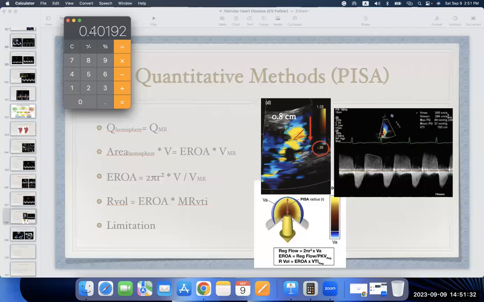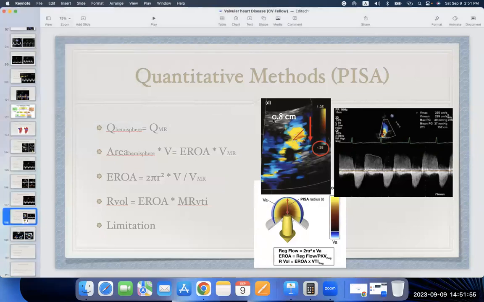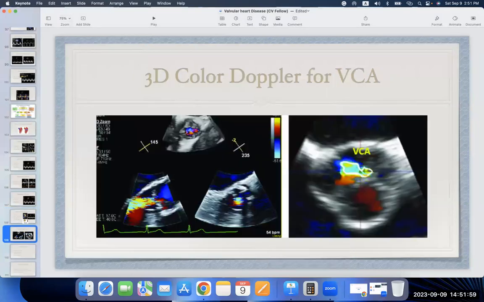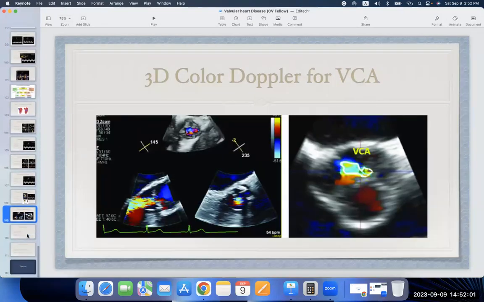This will say that the patient has a significant regurgitation. I will mention this later on, but in a patient with aortic regurg, we consider it severe if it's 0.3 and more, but in mitral regurg, it's 0.4 and more. Maybe I will mention the interesting things later on. So this is basically how to do the PISA. PISA has the same limitation that we mentioned in the mitral regurg.